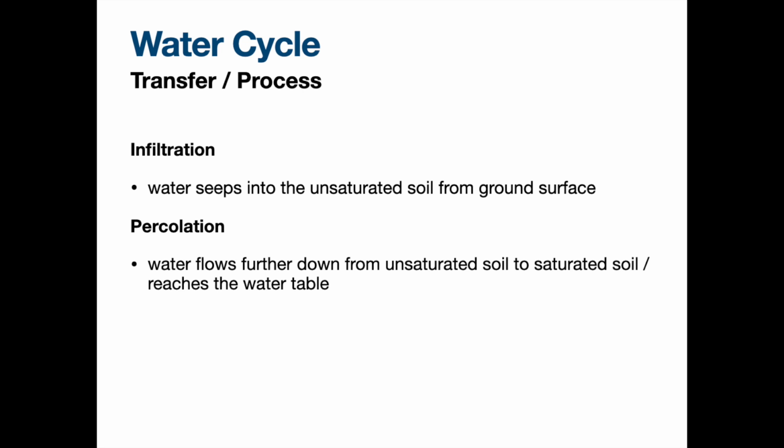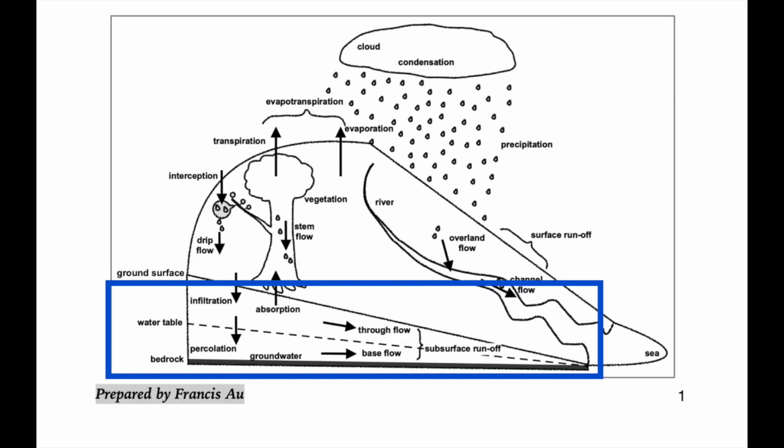Okay. So after infiltration, we have two processes. The water now becomes like no longer rainwater, right? The water now is in the unsaturated soil, so right below the ground surface. Why we call it unsaturated? Because if it is saturated, it cannot absorb more water. So give you an example.